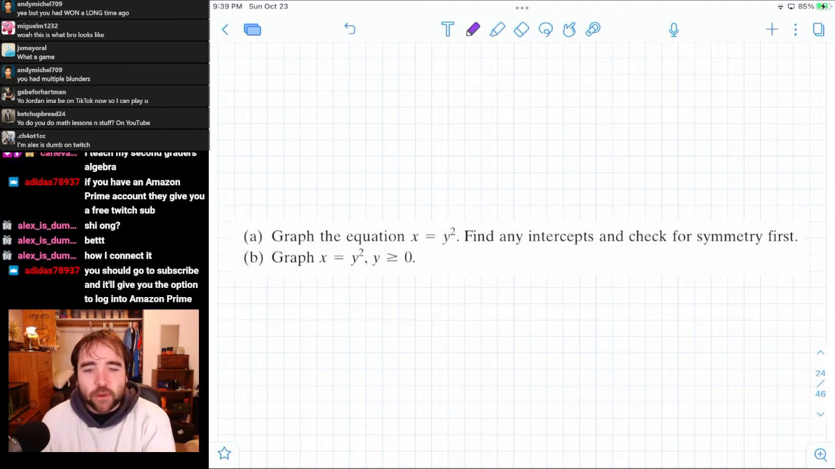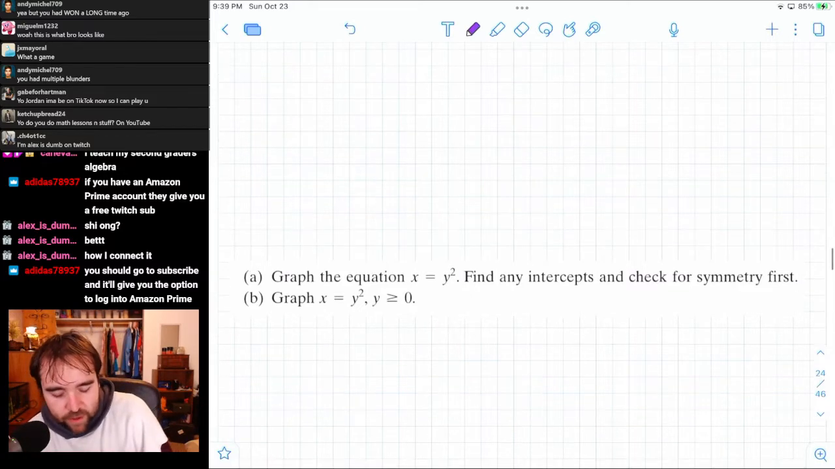So they want us to graph the equation x equals y squared. Find any intercepts and check for symmetry first. Okay, so we'll find the intercepts.